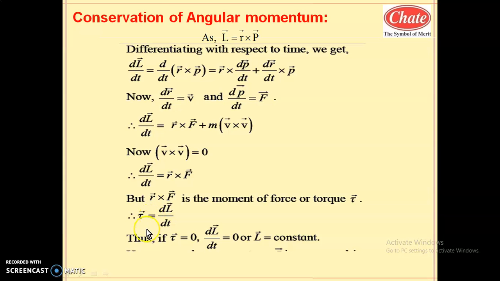Now from this equation, if tau is 0, then L must be constant because the derivative of a constant term is 0. If L is constant, the derivative of a constant term is 0, meaning tau is 0. If tau is 0, L is constant. This is the concept. Whenever no external torque acts on the rotating body, its angular momentum remains conserved, remains constant. Let us continue the applications of this in the next part.